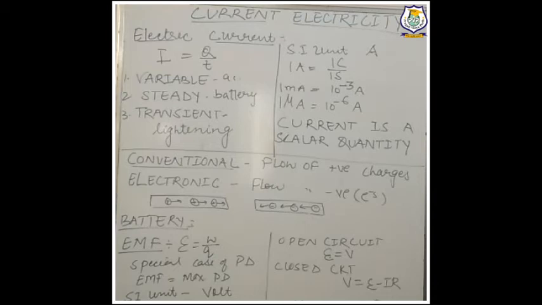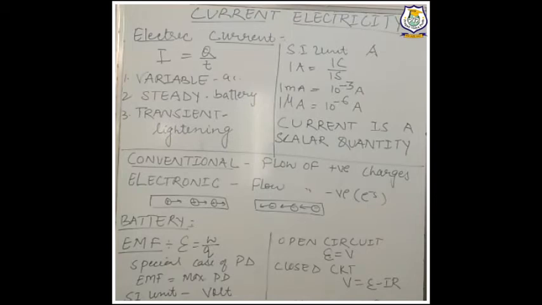Now let's discuss some types of current. Here we have variable current, steady current and transient current. See, variable current means the current which varies with time. We can take the example of alternating current, AC. We will discuss it in more detail in the chapter on alternating current, which is a separate unit. So we will discuss in detail there.